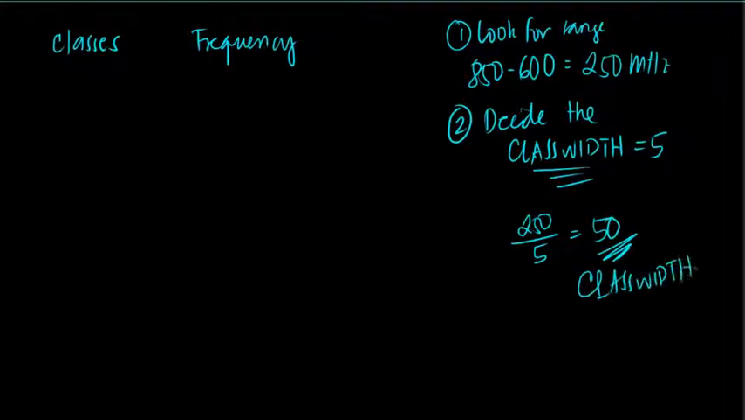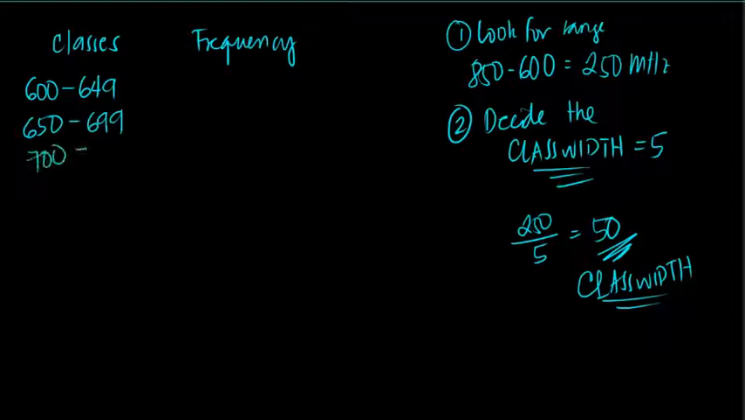Miss, what is class width? That is just the interval from the lowest to the... No, it's the interval between classes. So, I think it's better to demonstrate. From 600, add 50. So, it's going to be 649. Then it goes to 650, so let me start the next class at 650. Right? And then, it's going to be up to 699. Okay. And then, 700 to 749. 750 to 799. And then, you have 800 to 850.